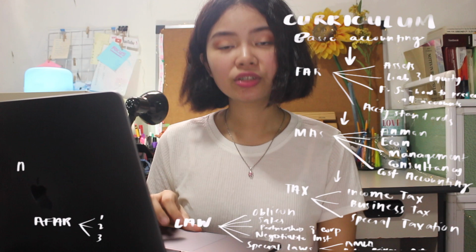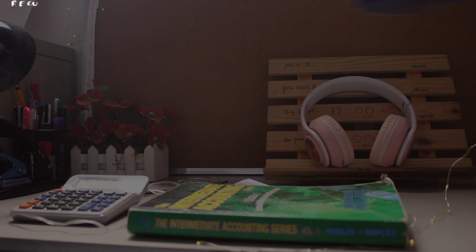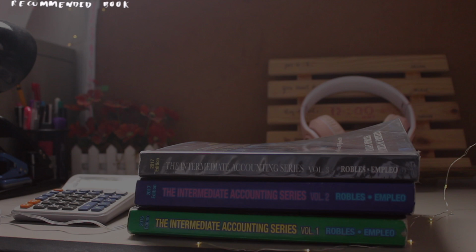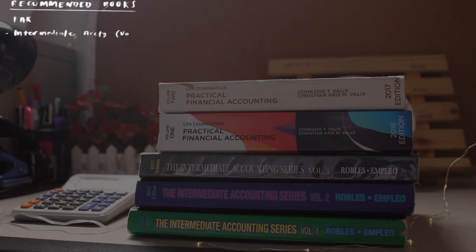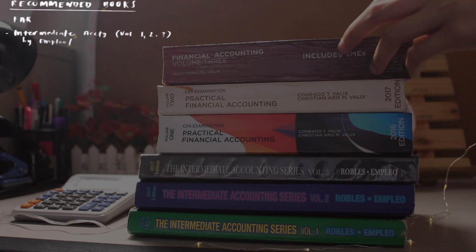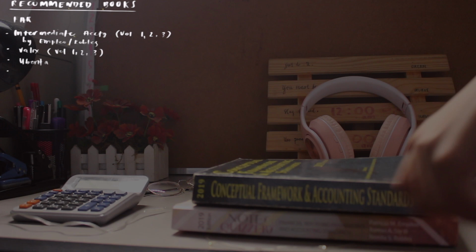So what are my recommended books for you to be able to maximize your learning in the typical accounting school curriculum? For financial accounting and reporting, my suggested book for you is Intermediate Accounting Volume 1 by Empleo and Robles, as well as Volume 2 and Volume 3. You also have Valix, Volume 1, 2, and 3, and then Roberta. And for theories, you also have Conceptual Framework and Accounting Standards by Milan, and also Notes and Tweezers by Empleo and Robles.